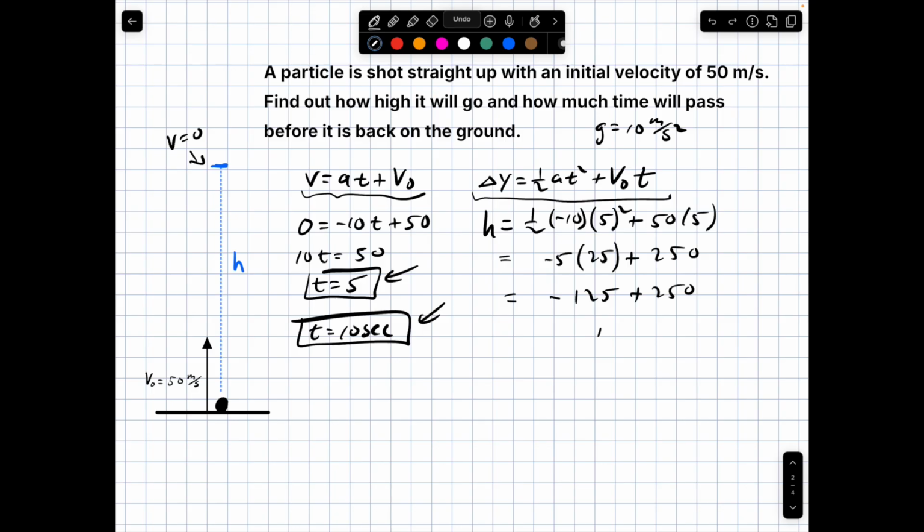Let me fix my 2 there. I got a problem writing 2's. 125 meters. So what we know, it's going to be in the air for a total of 10 seconds, and it's going to go 125 meters. That's how high it's going to go.